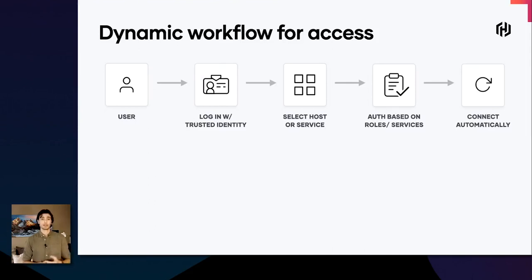With Boundary, access permissions are based on the identity of the user or client rather than their network location or their access to static credentials. Their identity is assigned to a role which gives it access to a set of hosts and services that it can connect to and perform actions on securely, even over lower zero-trust networks.